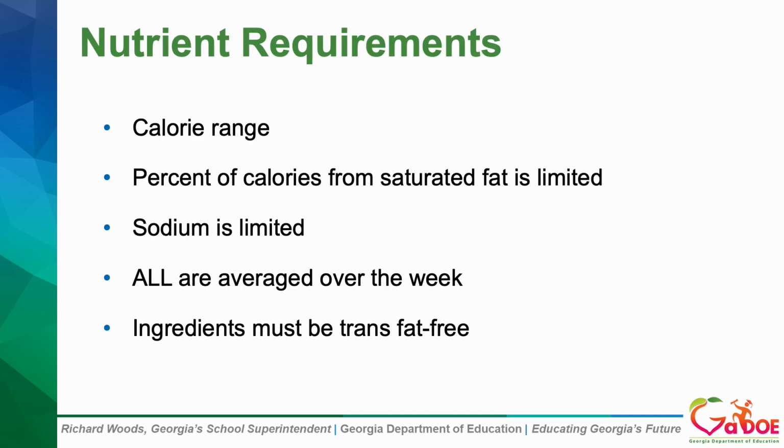In addition to meeting the component requirements, schools must also meet nutrient requirements. The nutrients of concern are calories, sodium, saturated fat, and trans fat. The standards for calories, sodium, and saturated fat are to be met on average over the school week. This means that the levels of any of these in any one meal could exceed the standard as long as the average number for the week meets the standard.